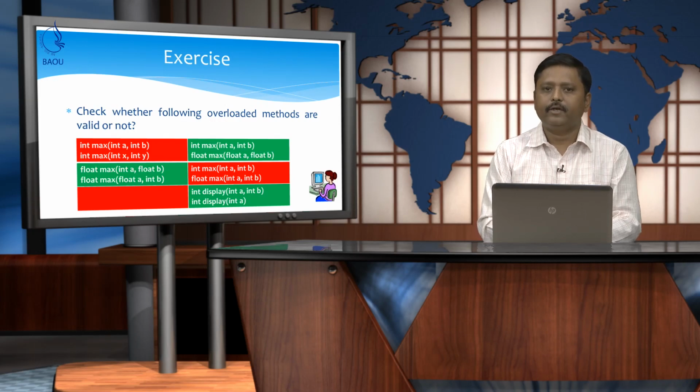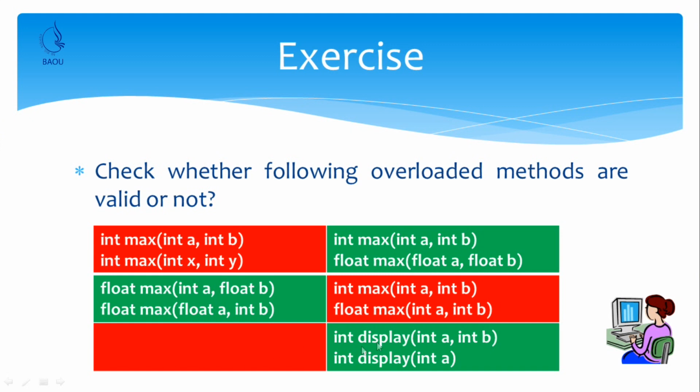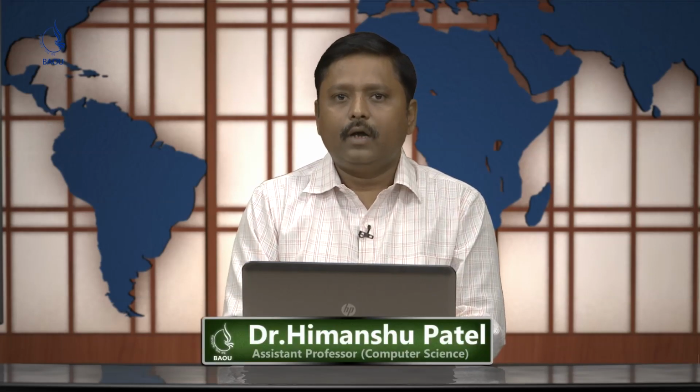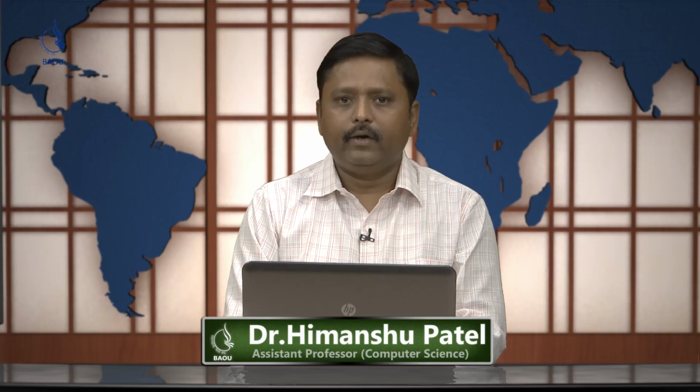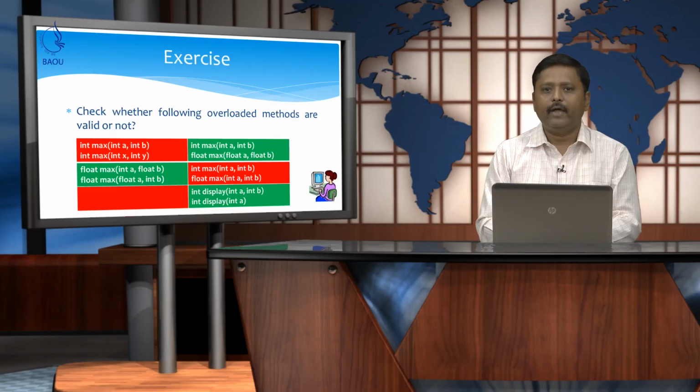The fourth definition we look at is an integer max with 2 integer arguments and the return type is float, name is max and 2 integer arguments. Again, in case of method overloading, we can have either different parameters or their types. So, here the only difference is in the return type, which does not matter in case of method overloading. So, this is an invalid definition.